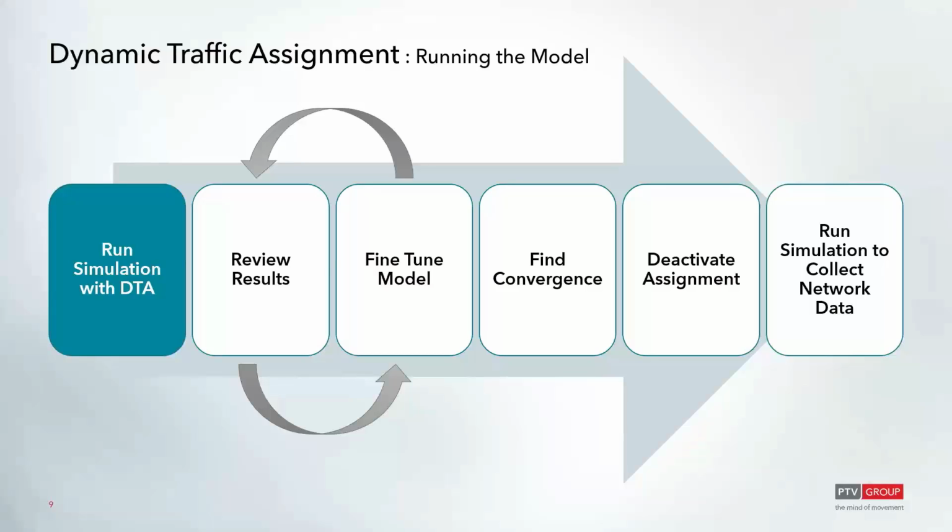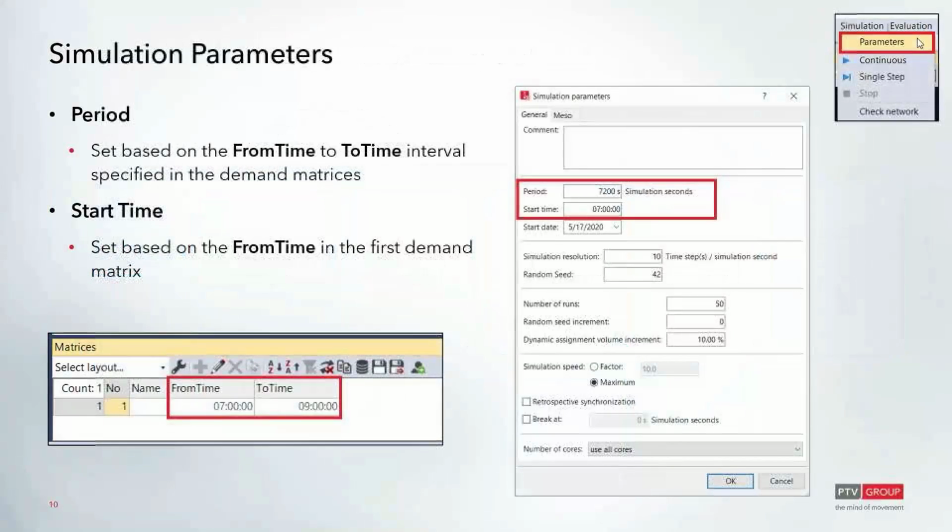So now we're going to take a look again at some of the parameters we'll need to set up in order to run the simulation with dynamic assignment. The first thing that we're going to need to do is configure some of the simulation parameter settings. And these are all found in the simulation menu if you go to parameters. And that's going to open up this main simulation parameters window here.